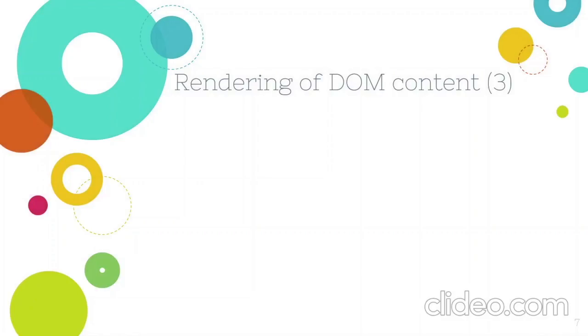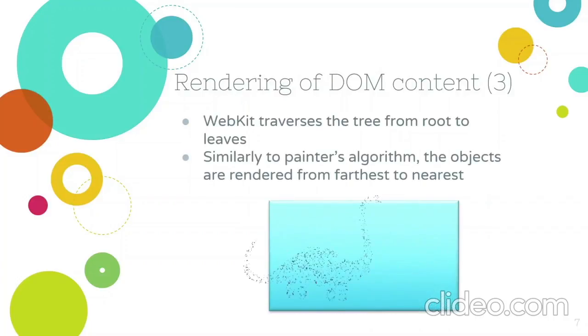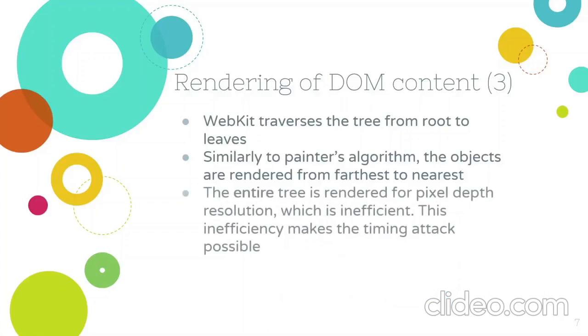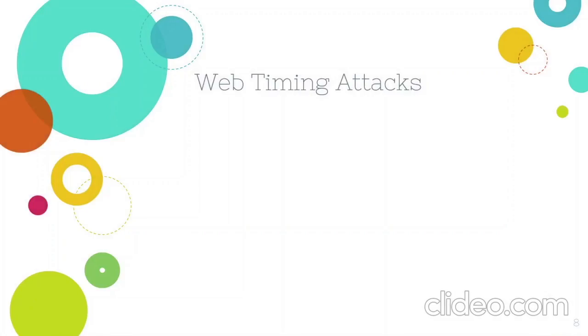So how does WebKit render the render layers tree? It traverses the tree from root to leaves. The objects are rendered so that the farthest one renders first, and then the next layer and the next, until we render the nearest object. This happens similarly to Painter's algorithm. In order to determine the depth of pixels, the entire tree is rendered, which is quite inefficient. This inefficiency is what makes timing attack possible. Only after the render layers have finished providing pixels to a buffer in shared memory can a separate browser process take over rendering.